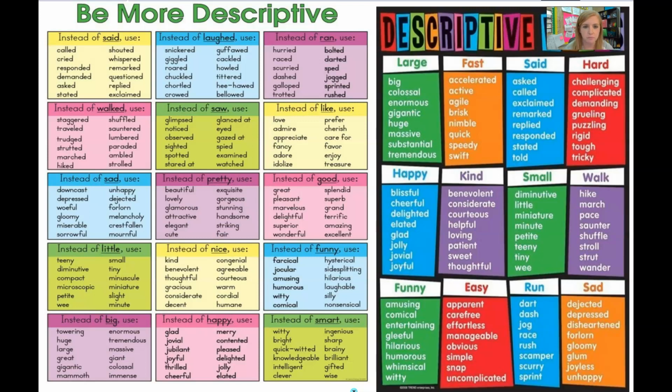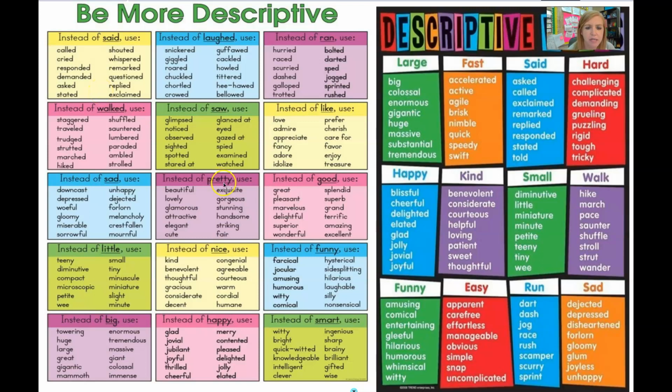So in the first poster, all the boxes are different colors. Let's look at the first box, said. It says, instead of said, use, and then all of these words in this first yellow box mean the same as said. They're just a little bit more interesting or stronger. You could say responded, stated, exclaimed, whispered, shouted. It's just different ways that characters can say something. So if you catch yourself saying the same word, he said, she said, we said, they said, mama said, then you might change some of the words to some of these synonyms in this box.